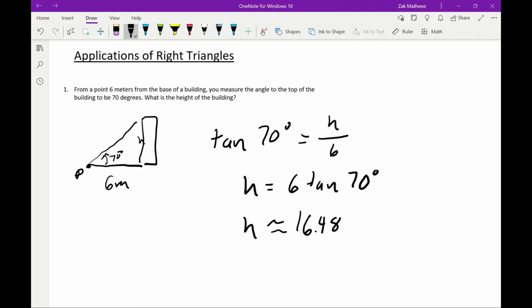And we need to make sure that we put units on it. Because our initial measurement was in terms of meters, this also must be in terms of meters. All word problems, I do expect you to have them labeled with the correct unit of measure.